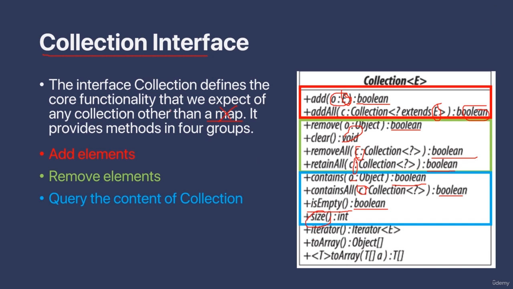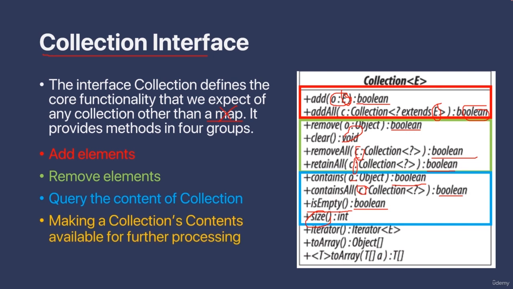The decision to make size return Integer.MAX_VALUE for extremely large collections was probably taken on the assumption that such collections with more than 2 billion elements will rarely arise. So these are the methods that we are going to use for querying the content of the collection.